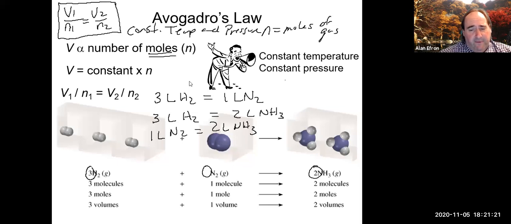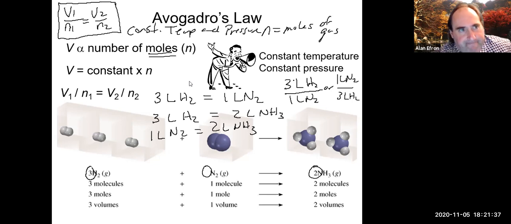We could make 2 conversion factors, say 3 liters of H2 over 1 liter of N2, or 1 liter of N2 up on top and 3 liters of H2. The benefit of this is it will sometimes allow you not to have to use a gas law to solve a stoichiometry problem. Again, if you're at constant temperature and pressure, you can use your volume to volume relationship, very much like your mole to mole relationship. So let's see how that works.